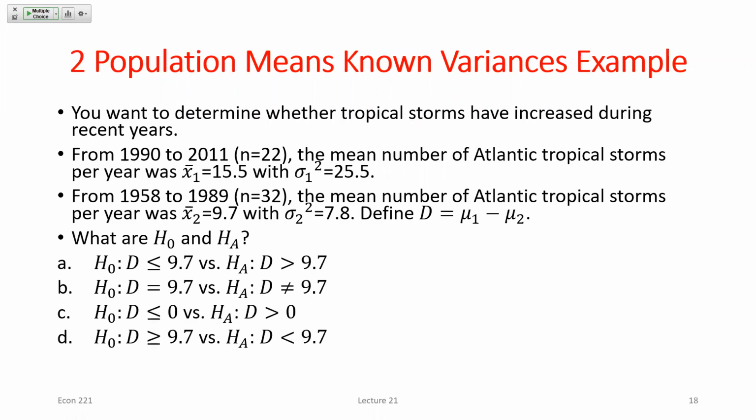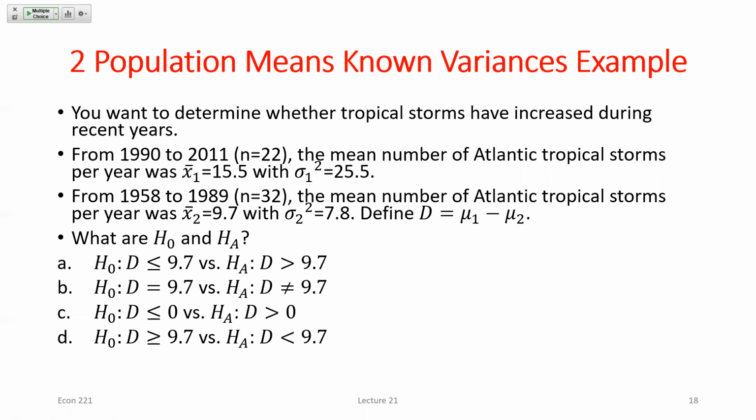The very first problem we'll work through as our example is to think about whether or not tropical storms have increased in more recent years. So we've got an older time period and a newer time period. The number of years will be our sample sizes. I've got 22 years of data from the newer years, 32 from the older time period. I have the sample mean from both groups, and I also have a known population variance. We said this isn't very practical, but we have to walk before we can run. So we'll start out with these examples and throughout the week progress to where we only have sample variances.